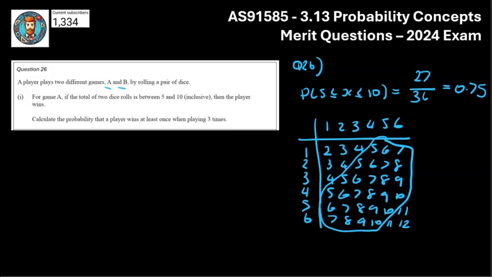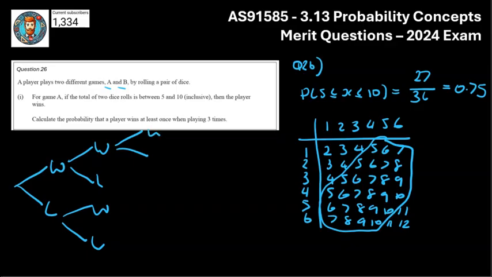And that was just one game. And this here is asking us for at least 1 win from 3 games. So I started mapping that out via a probability tree. So this is game number 1. You could either win or lose. Game number 2, you could win or lose. Again, win or lose. And then we got the last split, win or lose, win or lose, win or lose, and then win or lose.